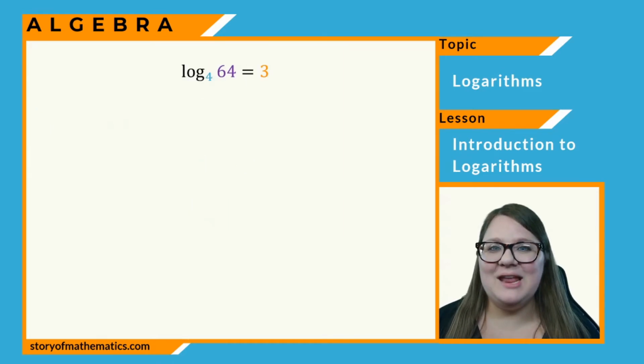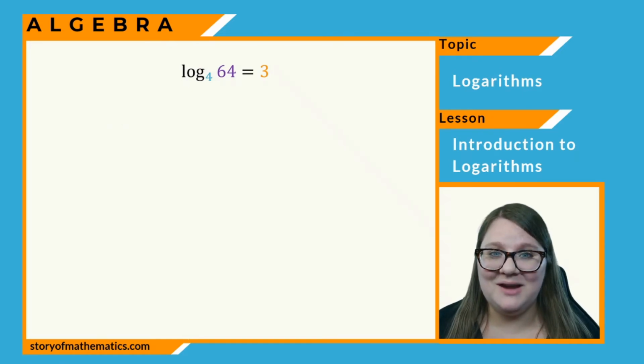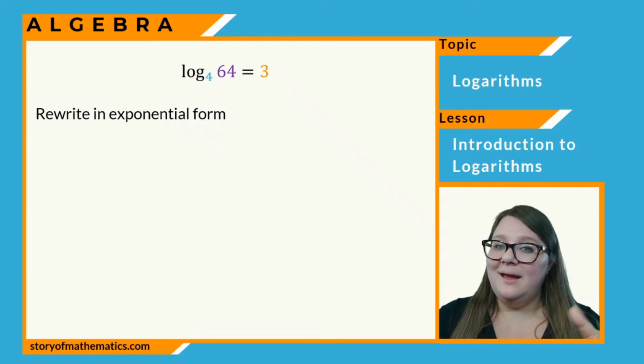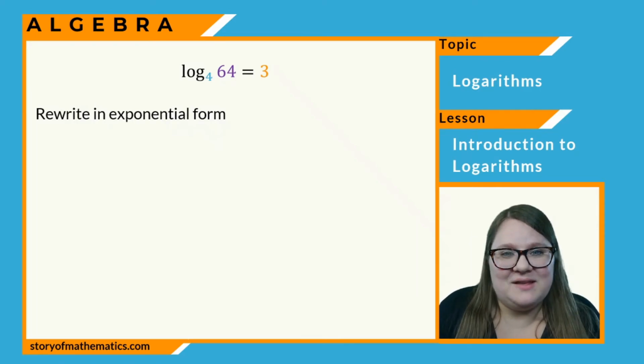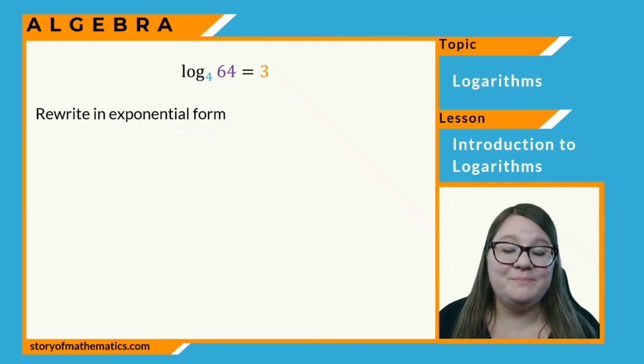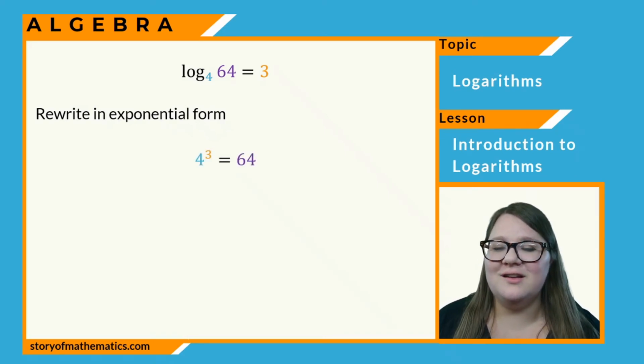Now, guess what? We can actually go the other way as well. Let's say you're given a logarithmic equation. You can write it in exponential form by identifying the base. The base of this logarithm is 4, so that will be the base of our exponent. And of course, the exponent is the other side. So I have 4 to the third equals 64.